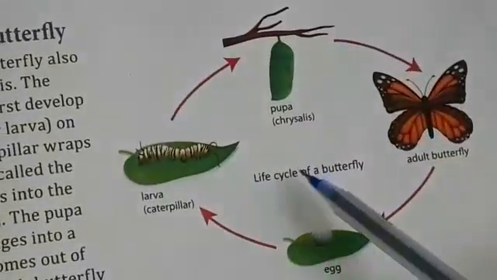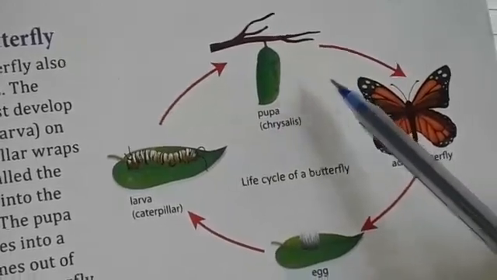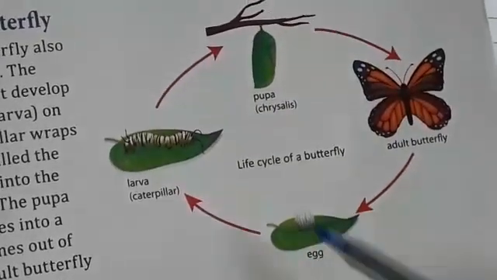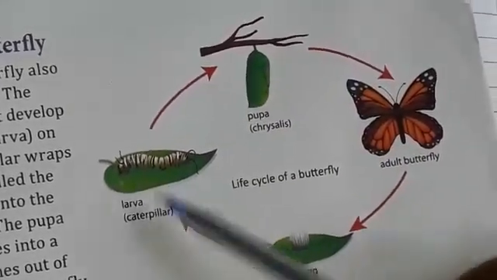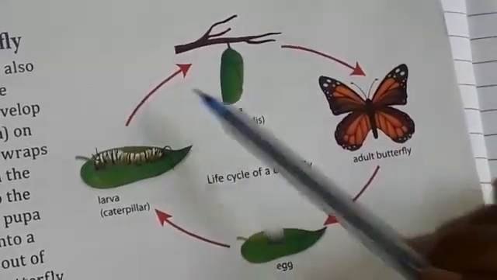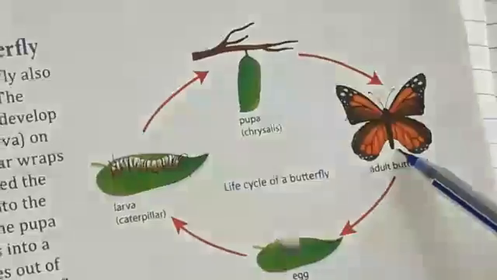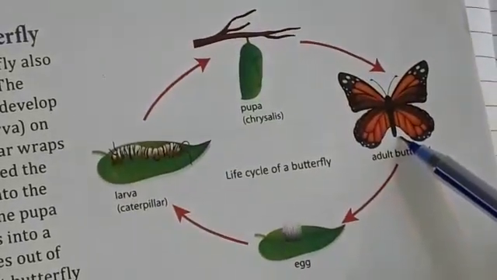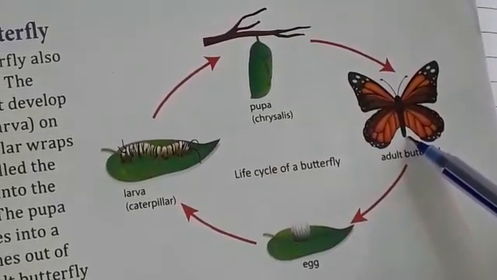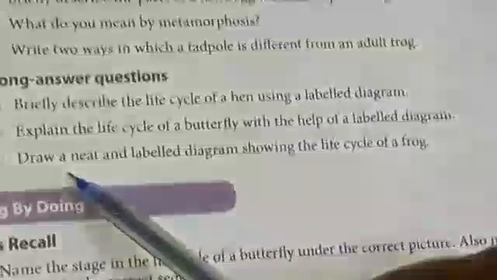You draw a figure of the life cycle of a butterfly: eggs, larva, caterpillar. The caterpillar develops into a pupa. The pupa develops into an adult butterfly. The adult butterfly later lays eggs and the cycle continues.